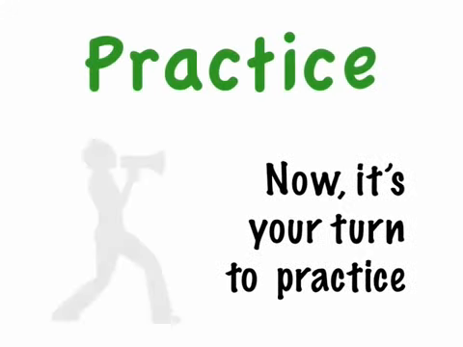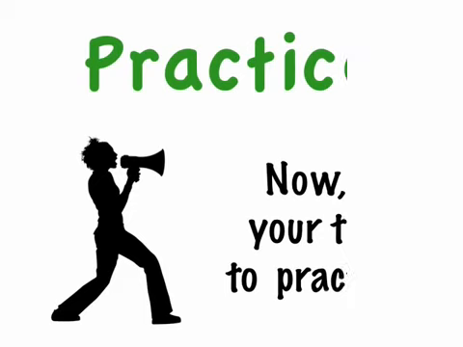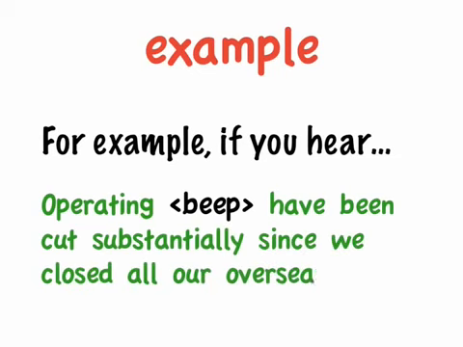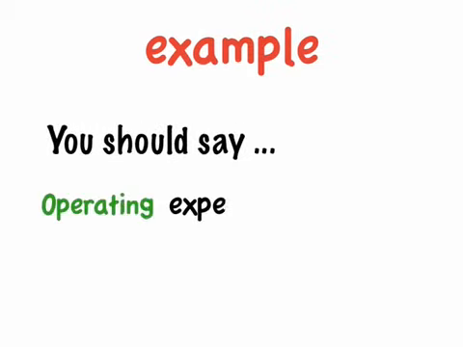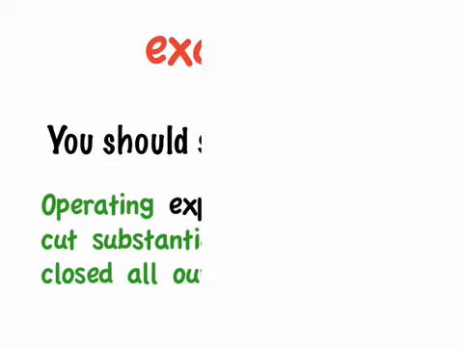Now it's your turn to practice some of the words we have studied in this episode. You'll hear a series of sentences with a word blanked out or replaced with a beep. Repeat the whole sentence, but say the missing word. For example, if you hear "Operating blank have been cut substantially since we closed all our overseas offices," you should say, "Operating expenses have been cut substantially since we closed all our overseas offices." We'll play an example answer after each exercise. Are you ready? Let's begin.